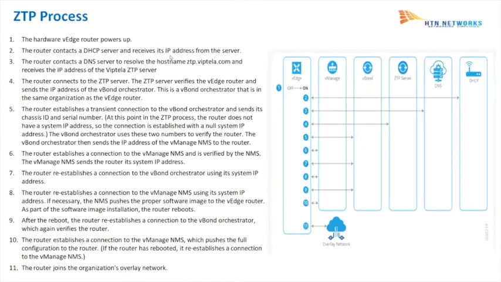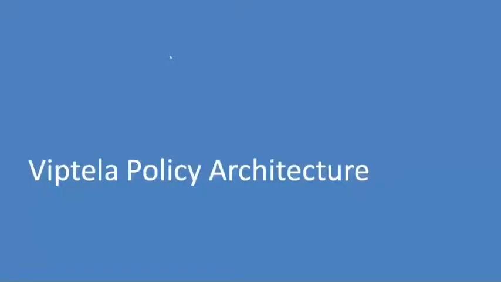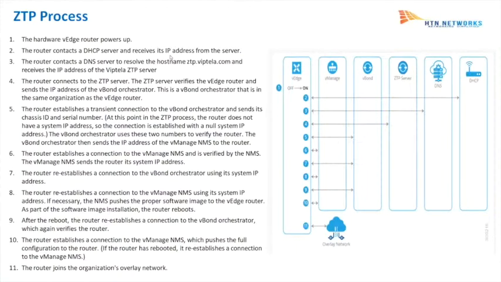At this point, the router does not have a system IP address, because the system IP address is something we have to configure manually. So the connection is established, but it has a null system IP address at this point. The vBond orchestrator uses only the chassis ID and serial number to verify the router. The vBond orchestrator then sends the IP address of the vManage to the router.